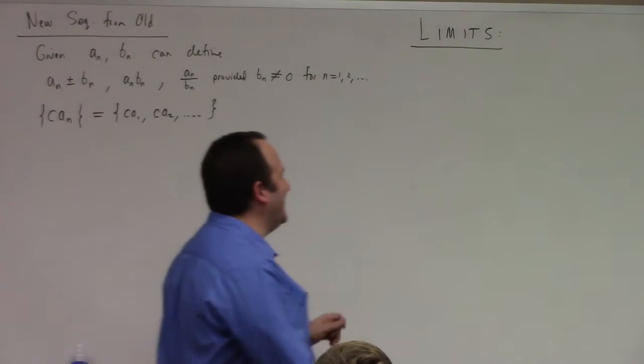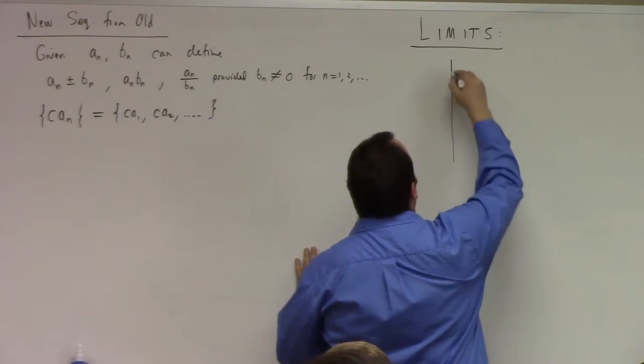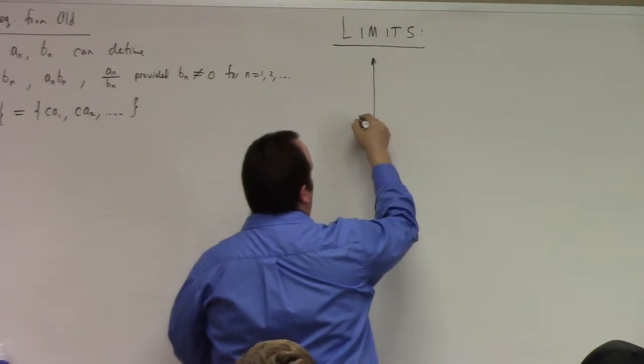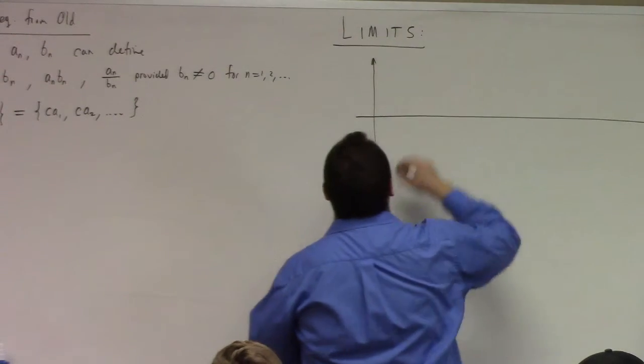Okay, so let me draw a picture to try to get you the idea before I give you the formal definition. So the graph of a sequence is kind of tricky, because a sequence looks like what?